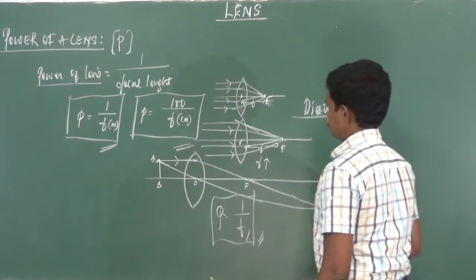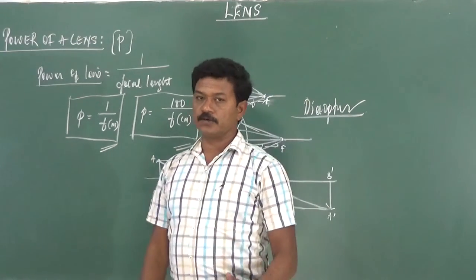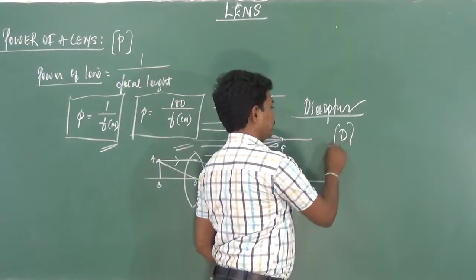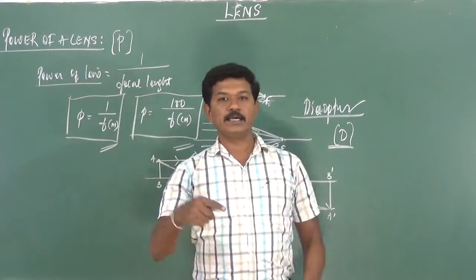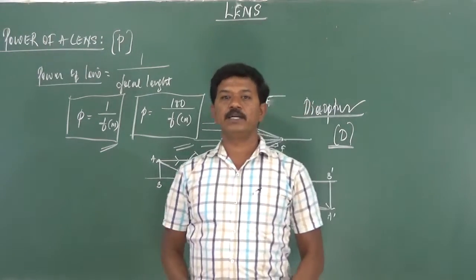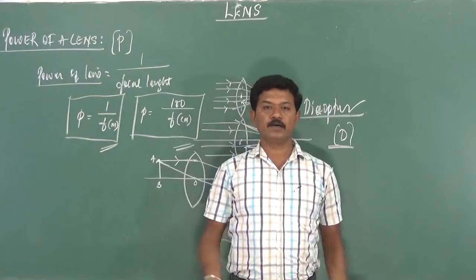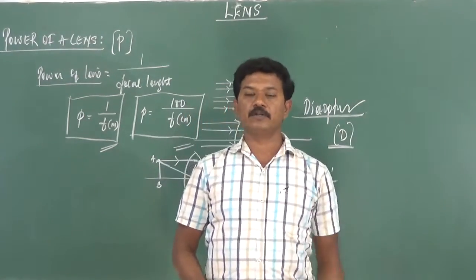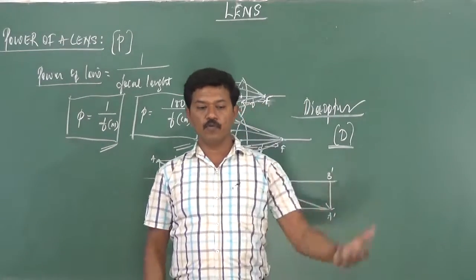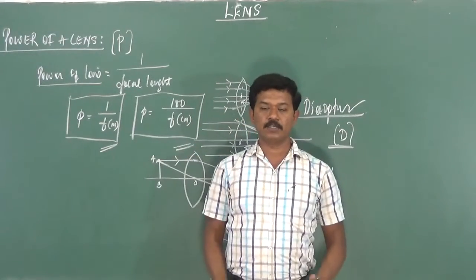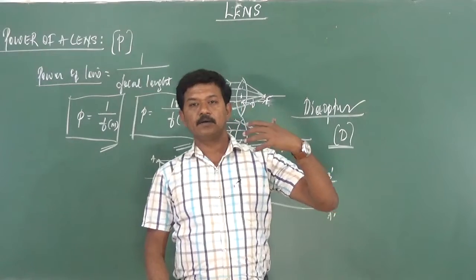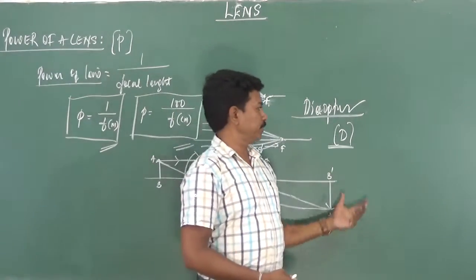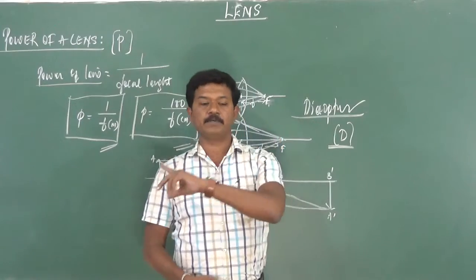The unit for measuring the power of a lens is called the diopter, which is represented by the letter D. So what is one diopter? When we speak about units in physics, what is 1 Newton, what is 1 joule, what is 1 volt, what is 1 ohm, what is 1 ampere, what is 1 coulomb, something like that. So here also we speak about what is 1 diopter.